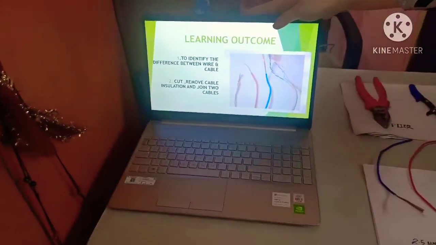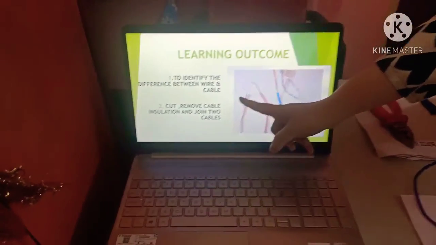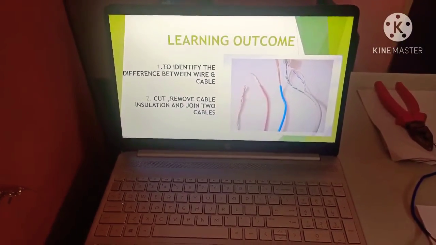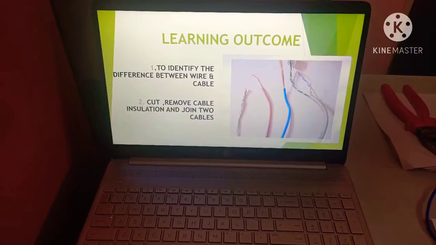Okay, fine. But let me clear the misconception, and after today's class, you will be able to identify the difference between a wire and a cable. Today's class will consist of how to identify the difference between a wire and a cable, and second, you will be able to remove the cable insulation and join two cables.